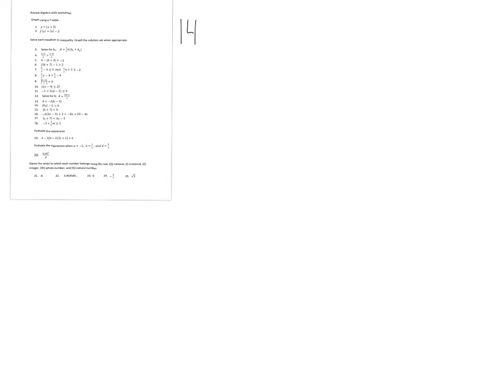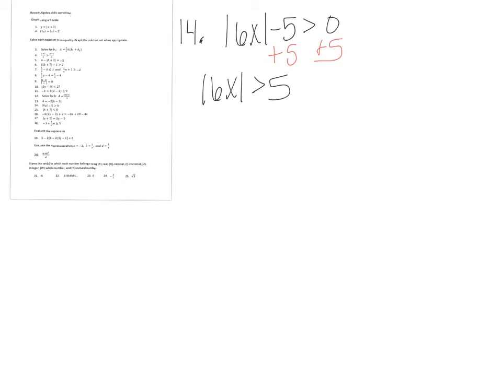Number 14, absolute value of 6x minus 5 is greater than 0. We'll add 5, and the absolute value of 6x is greater than 5. Are we greater than a negative? Are we less than a negative? No, so this isn't one of our special cases, so we'll write our equation. Remember, greater than, we're looking at greater than 5 away from 0, and less than negative 5 are the numbers that are more than 5 away from 0.